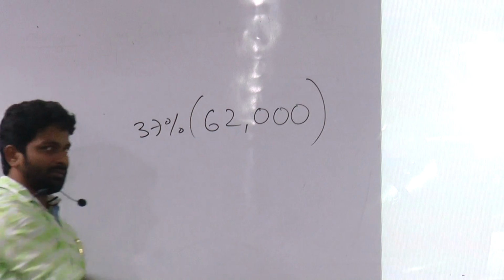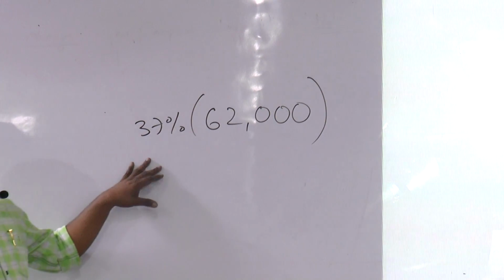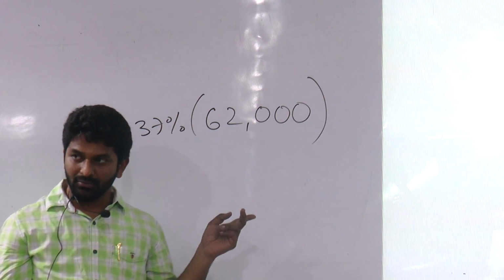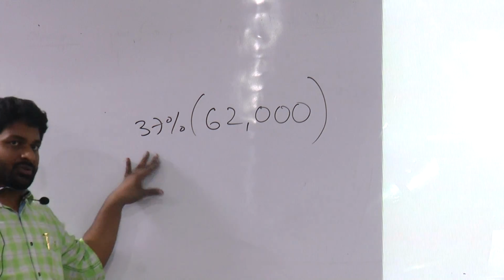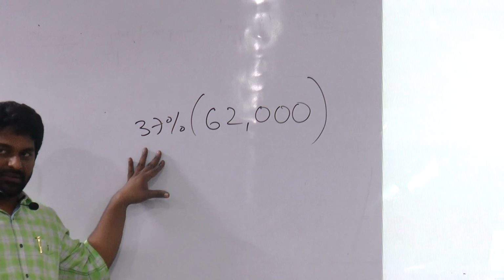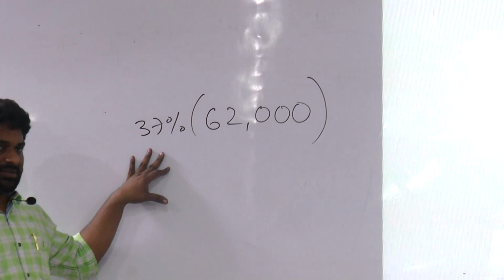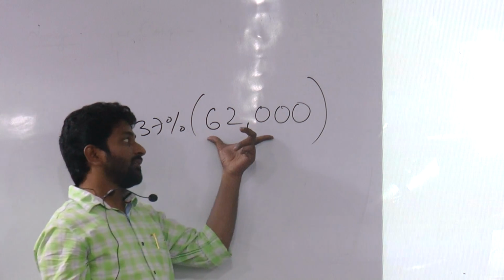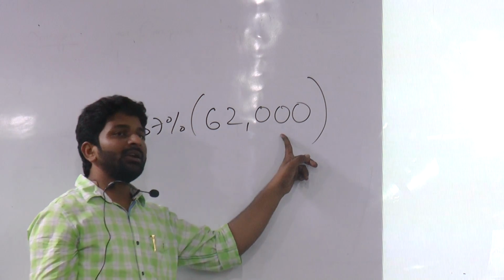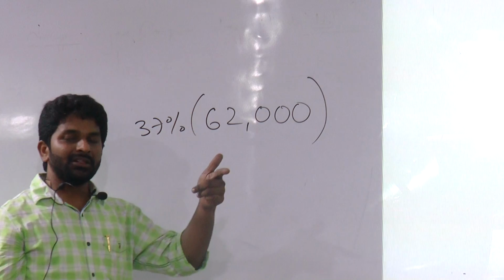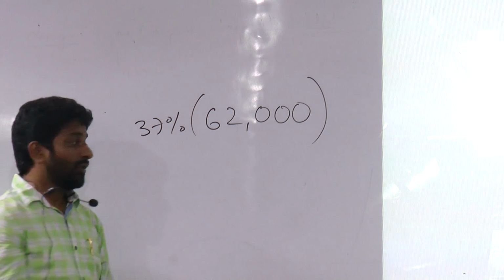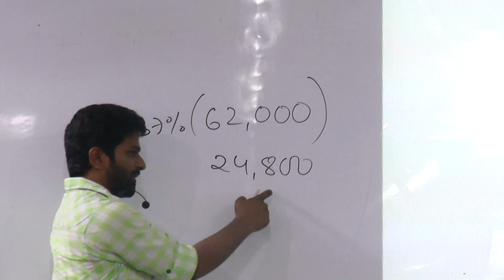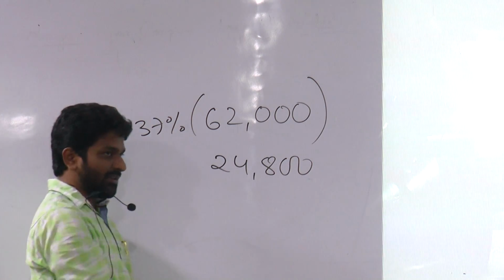37 is a prime number. In place of 37, if I have any other number, I will go for verification, multiplication rule. Now you are forced to do it because you have 37%. How do you calculate 37%? 40% minus 3%. 10% is 6,200, double, 12,400, double, 24,800. This is 40%.